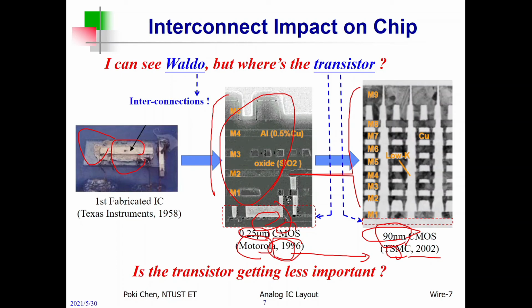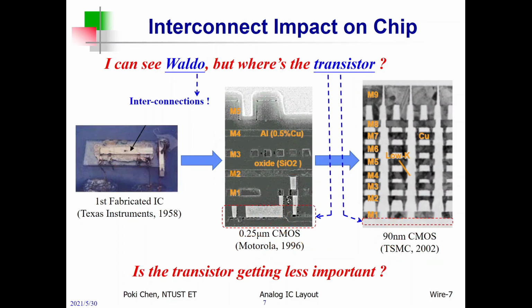And where is the main device transistor? Here. You can see here is your transistor, your main device, but according to the size, the metal wires dominate, right? It means in size, the metal wires are much larger than your main device transistor.